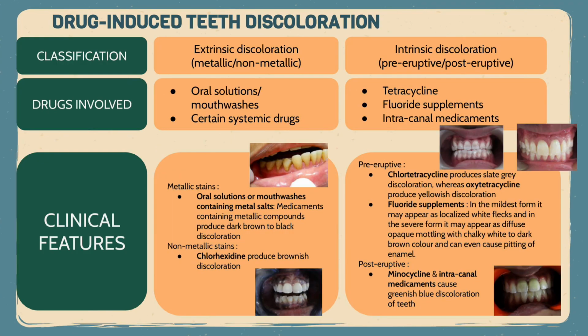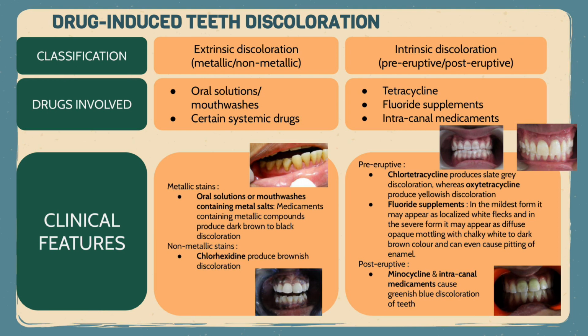Next is drug-induced tooth discoloration. It can be classified into two, which are extrinsic discoloration and intrinsic discoloration. For extrinsic, it can be either metallic or non-metallic, while for the intrinsic, it can be either pre-eruptive or post-eruptive. For extrinsic, the drugs involved are such as oral solutions or mouthwash and certain systemic drugs, while for the intrinsic, the drugs involved are such as tetracycline, fluoride supplements, and intracanal medicaments.